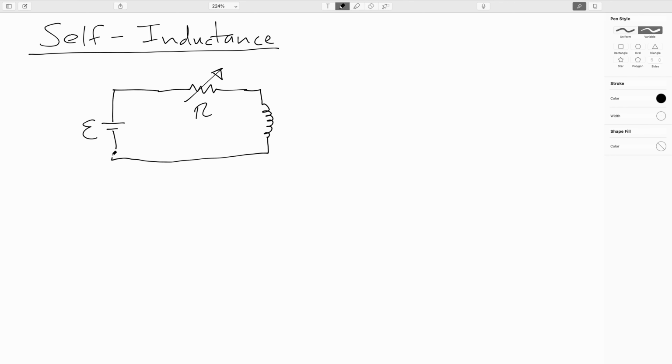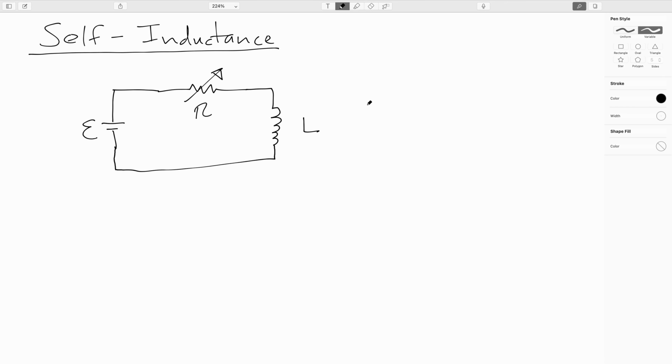So notice here, I drew the symbol as a bunch of loops rather than jaggies. This is because what an inductor is, typically, is a coil of wire.